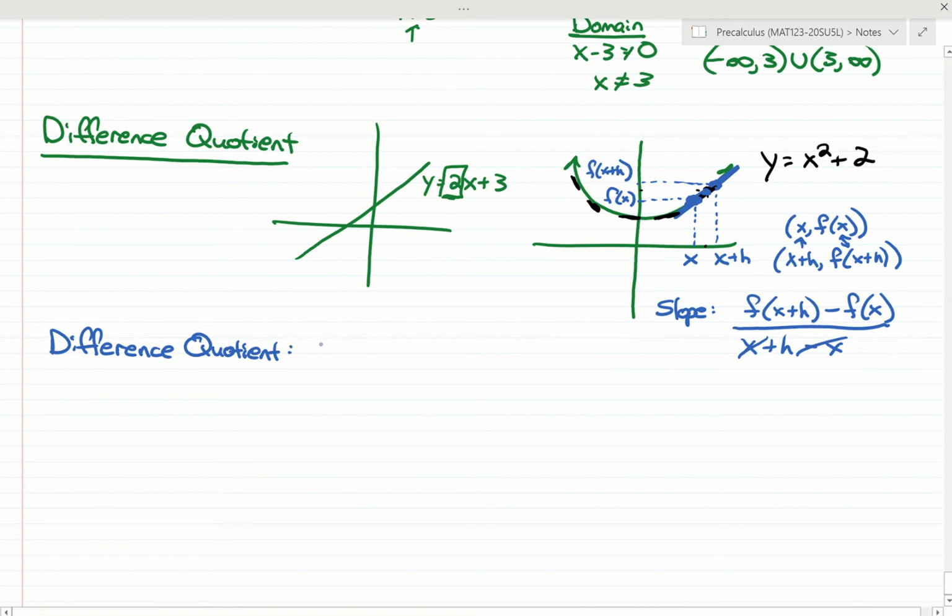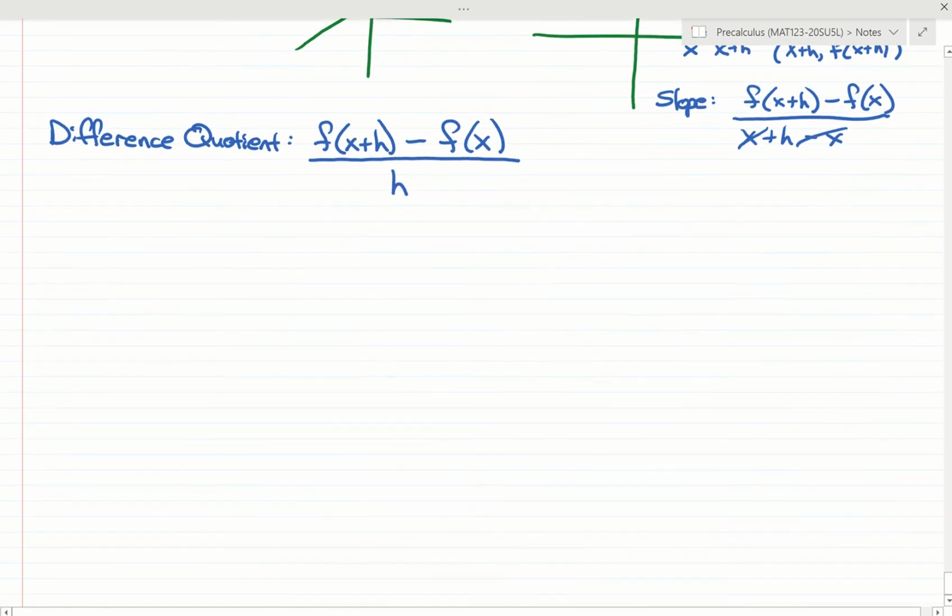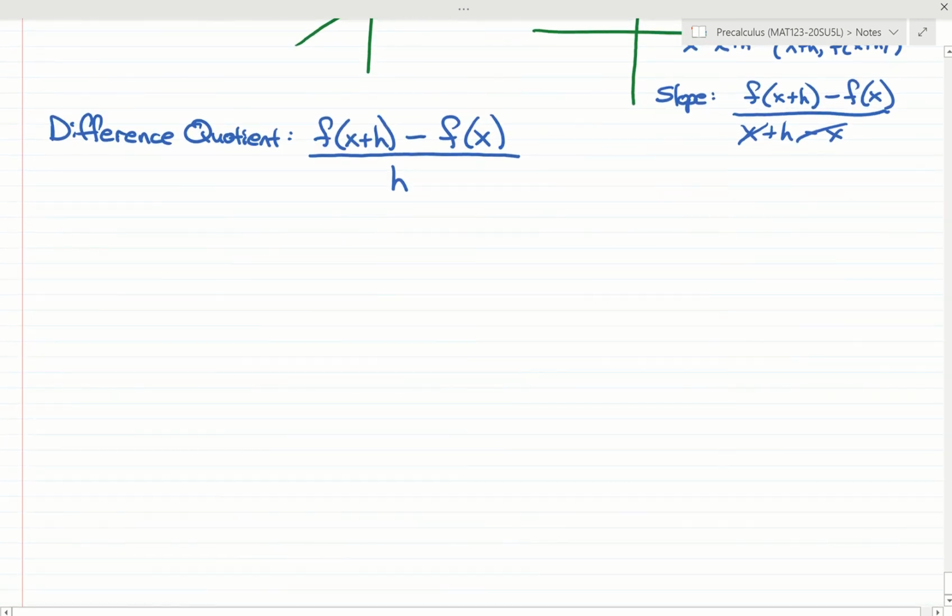And it's three steps. First thing we do is figure out f of x plus h. That's one thing to do. Then we subtract f of x. That's a second thing to do. And then we divide the whole thing by h. That's the third thing that we do. So let's take a look at a couple examples.